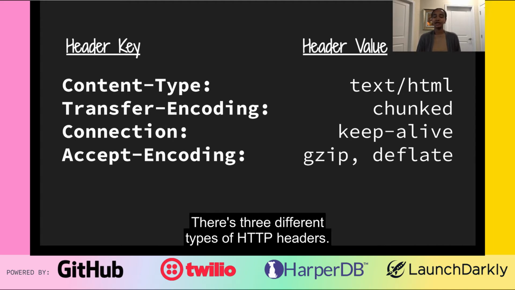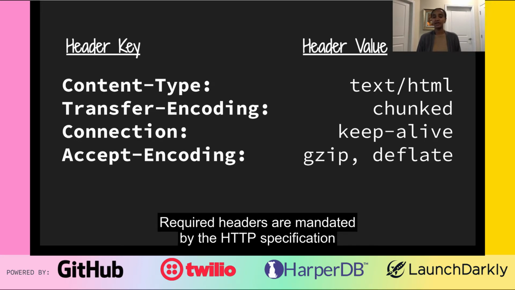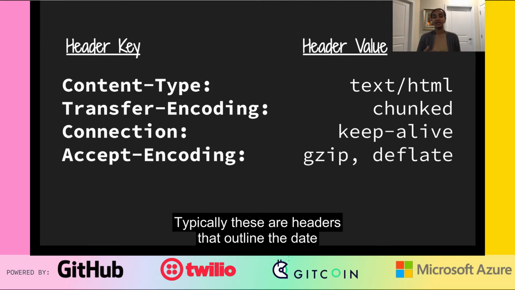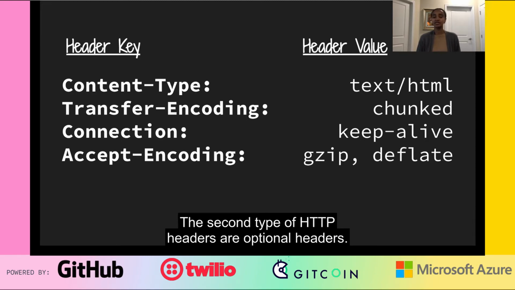There's 3 different types of HTTP headers. The first category is required headers. Required headers are mandated by the HTTP specification to exist in both the request and the response. Typically, these are headers that outline the date that a request was sent or what type of data was transmitted over it. The second type of HTTP headers are optional headers.